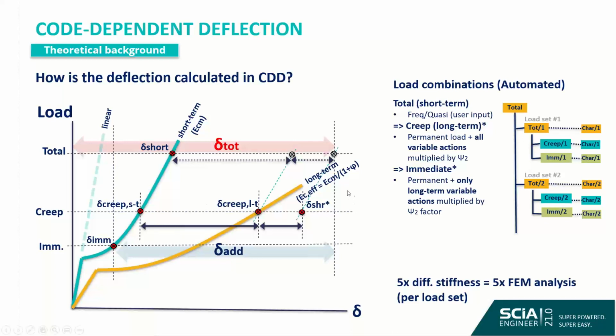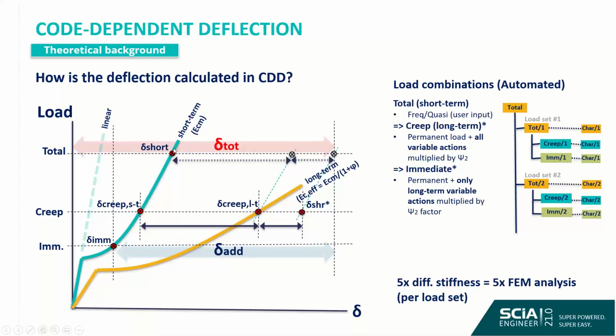It's a rheological phenomenon, where it is covered by the effective modulus, which is reduced by the creep factor or creep coefficient, and related to the shrinkage, we have some assumptions about the shrinkage strain. Basically, we need to check this total deflection and additional deflection, and to be able to calculate those two values, we actually need to calculate 5 states.